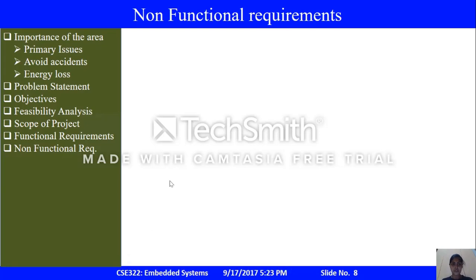Hello, this is Sharma, and I will be continuing this presentation of our project on the detection and correction of a leakage in an LPG gas and sending alerts to the concerned user. I will be talking about the next few topics. I will be starting with non-functional requirements.